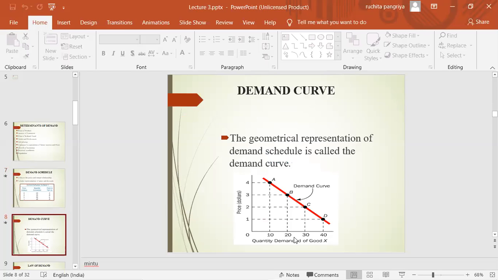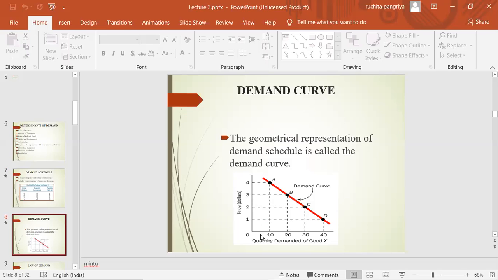When we present this table in a graphical form, or a geometrical representation of the demand schedule, we say it is a demand curve. At point A, you can see the price was 4 and quantity demanded was 10. At point B, the price was 3, quantity demanded was 20. At point C, the price was 2 and quantity demanded was 30. And similarly, at point D, the price was 1 and the quantity demanded was 40.